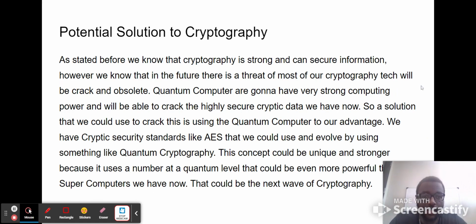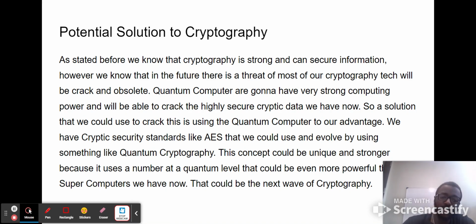Here's my potential solution to cryptography. As stated before, we know that cryptography is very strong and we use it to secure information. However, we know that in the future there is a threat to most of our cryptography tech. It will be able to be cracked and it will be obsolete. As mentioned before, quantum computers are going to have very strong computing powers and will be able to crack the highly secure cryptic data that we have now, despite being 256 bits long. It's a lot of bits.